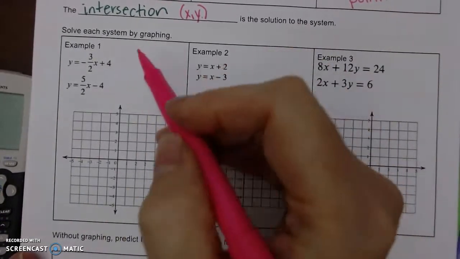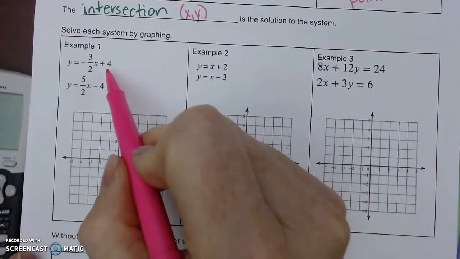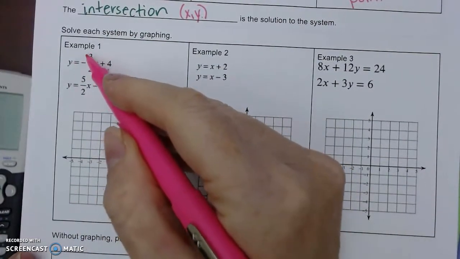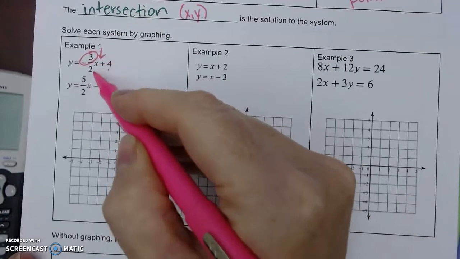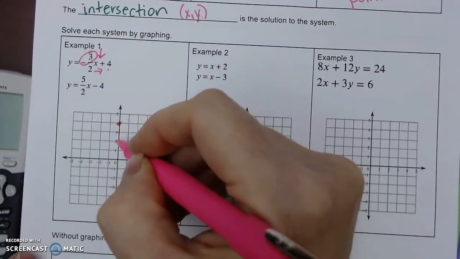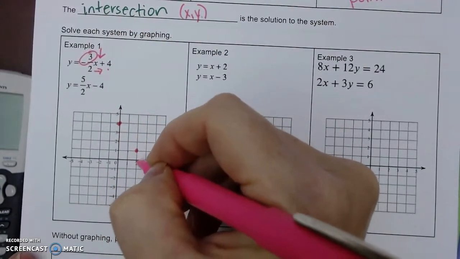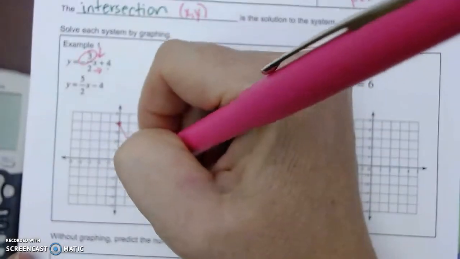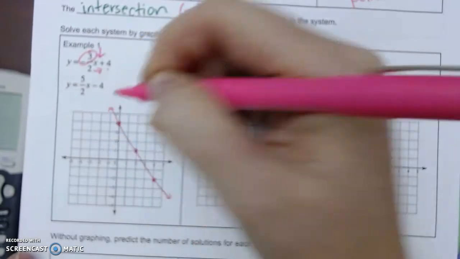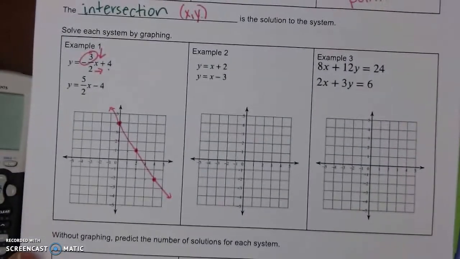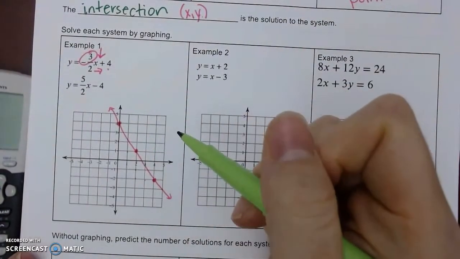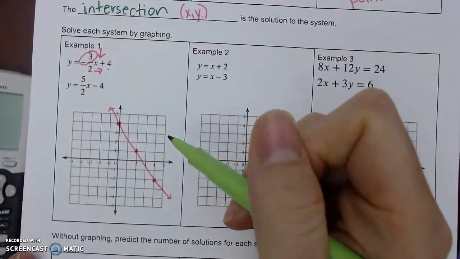So let's do the first one. These are already isolated for y, so I'm going to go to my y-intercept of 4, and my slope is, I'm going to put the negative with the 3, so down 3 and to the right 2. And do a couple of points because that will help show you where they intersect. And I'll connect the dots. For these, since we are using graphing, we're not going to have any decimal answers because it would be impossible for you to tell. So these won't give you every equation. We're going to be pretty nice.